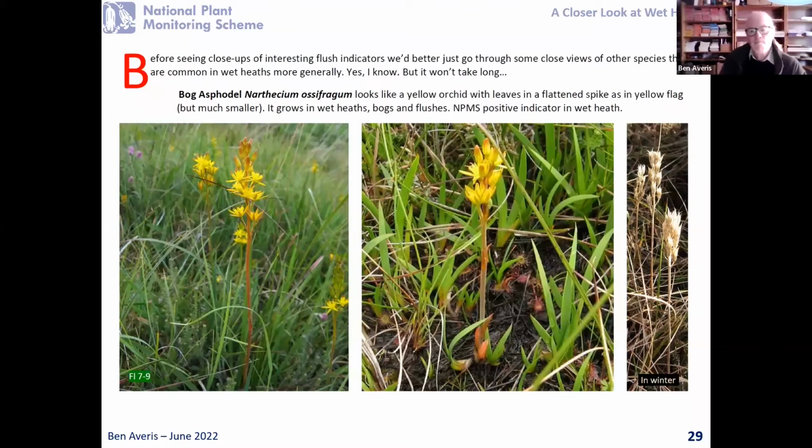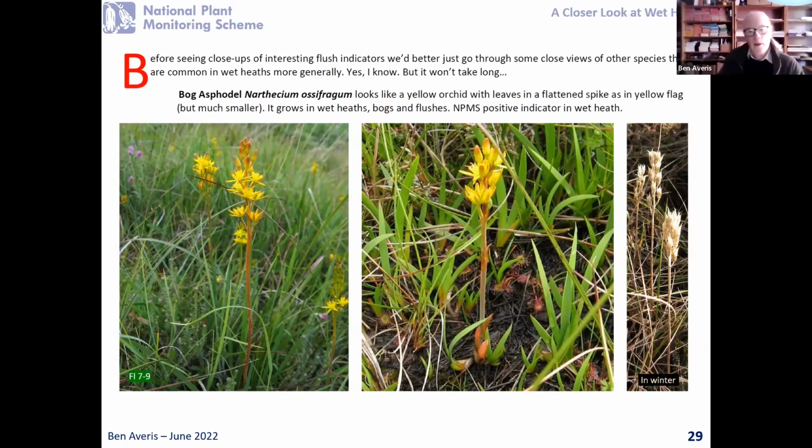Here's bog asphodel. It's like a little yellow orchid with little flattened spikes of leaves, tufts of leaves, and flower heads that go brown later on, and they persist well through the winter. So you can always tell it. Very distinctive little plant found in bogs and wet heaths. It's called bog asphodel, but as a lot of these things are named, don't take it literally. It's just as common in wet heaths and various flushes. So that's an easy one, very common one.